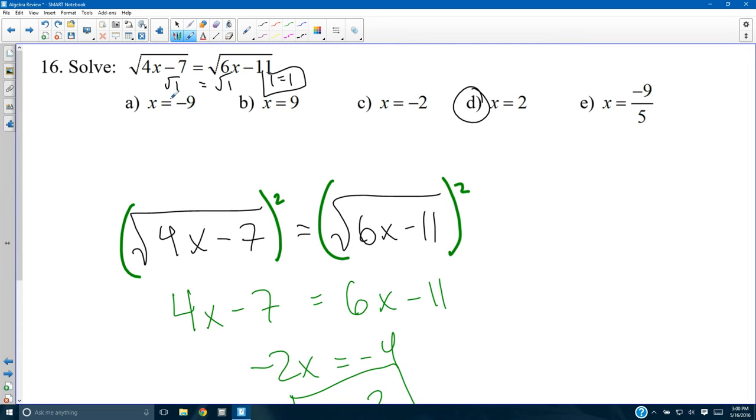Furthermore, look, it's multiple choice. You could plug in any of these numbers and see if any of them work. Only one of them will work.